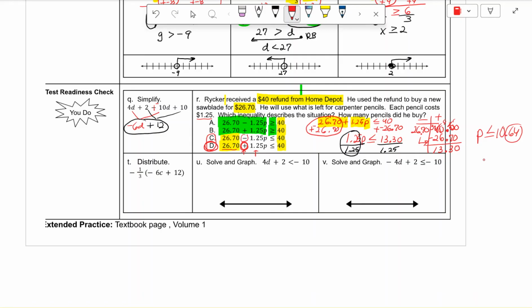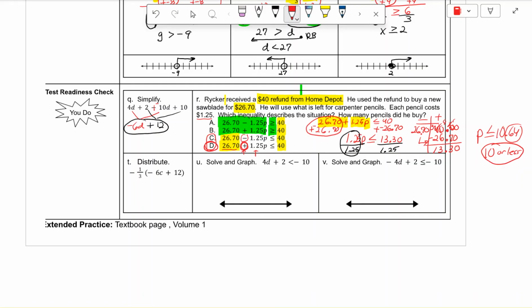So what's the official answer? How many pencils did he buy? He has to buy equal to 10, or less. That's how many carpenter pencils he can buy. All right, that's a real question right there, like on your test coming up next week.